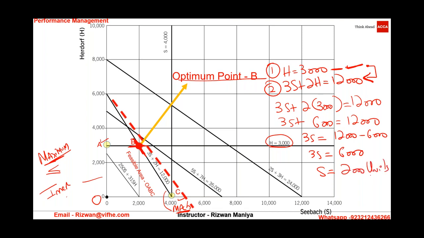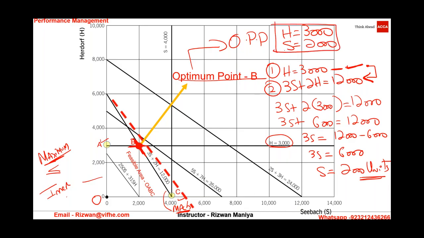So this is the answer, 2,000 units of S, and my optimum point is B, and at this B, the optimum production plan for me will be what? That we'll manufacture 3,000 H and we'll manufacture 2,000 S. So this is my optimum production plan, as you are seeing in front of me. This is the optimum production plan that I have just explained to you, and the optimum point.